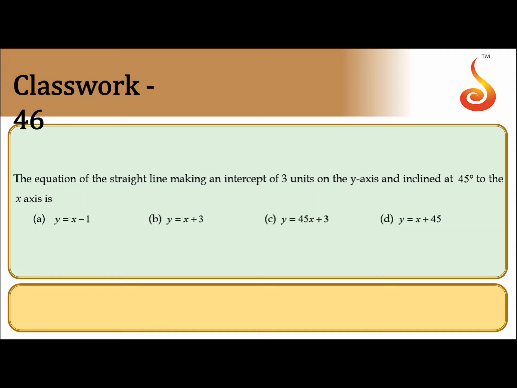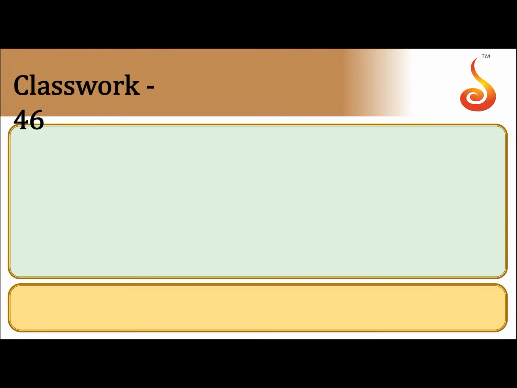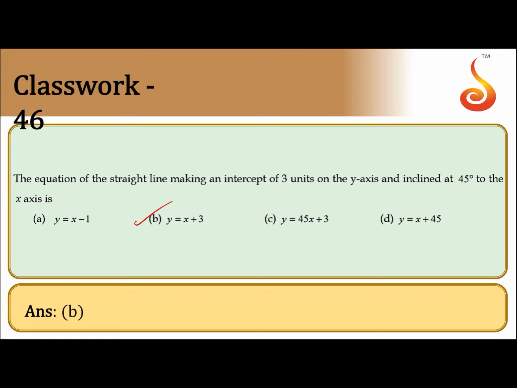Coming to the next one: the equation of a straight line making an intercept 3 on the y-axis and inclined at an angle 45 degrees to the x-axis. Yes, of course, this is making an intercept of length 3 and makes an angle 45 degrees with the x-axis. Definitely, this is a straight line which is passing through 0, 3. Of course, y equals mx plus c, with m equal to 1, so y is equal to x plus 3 would be the answer for the problem.